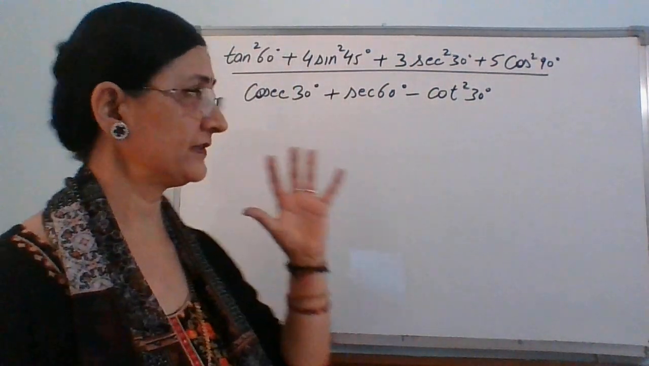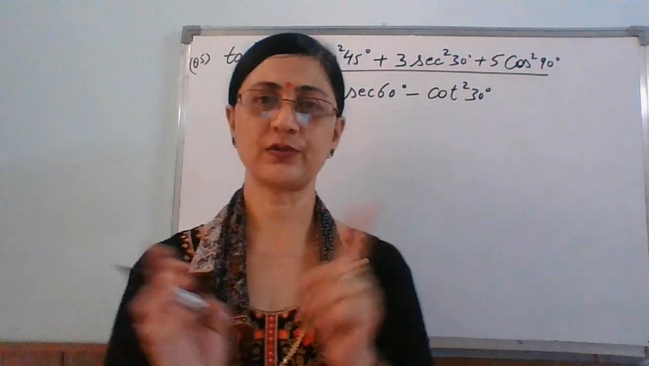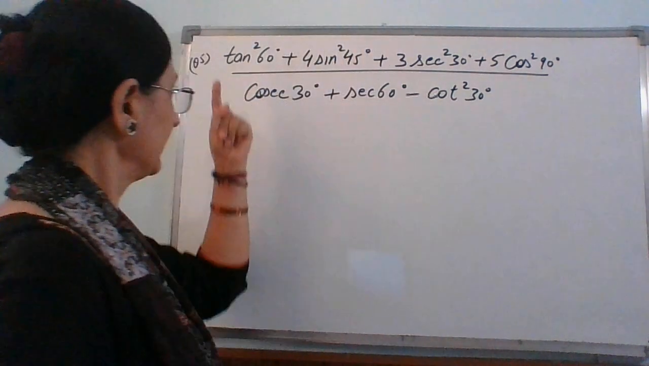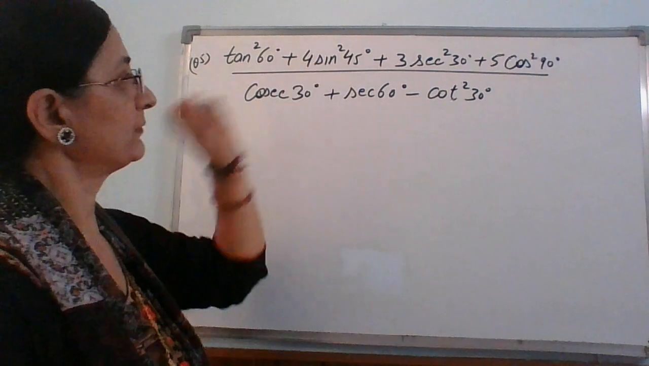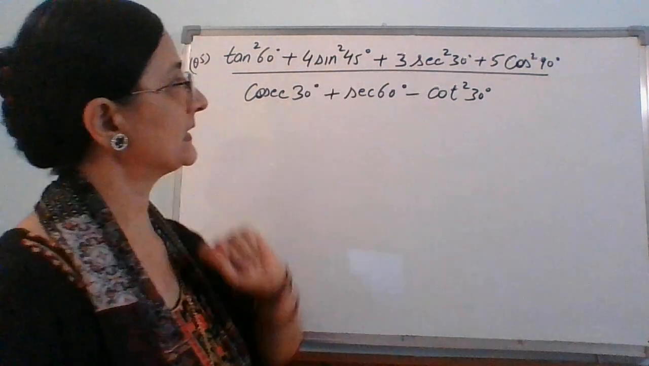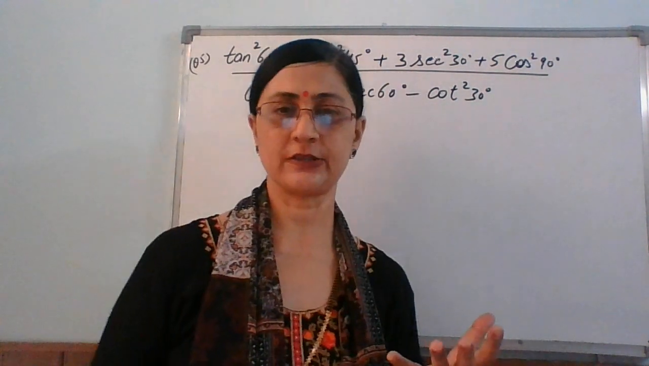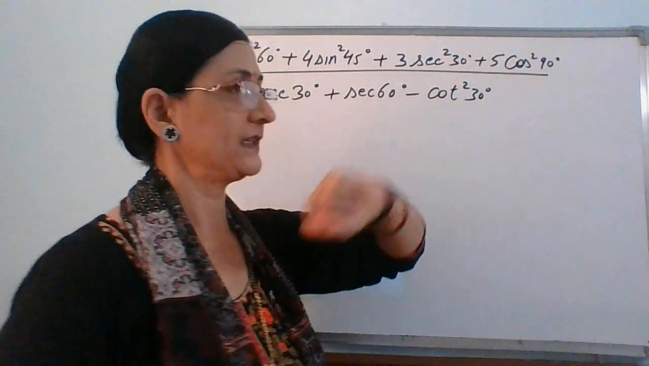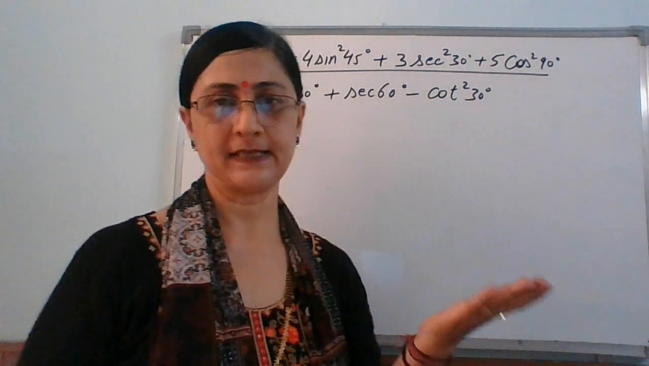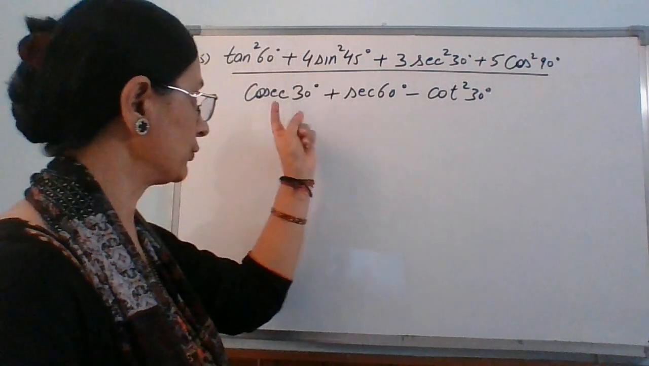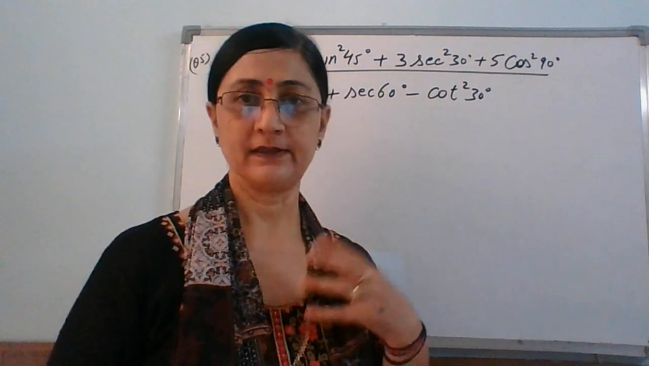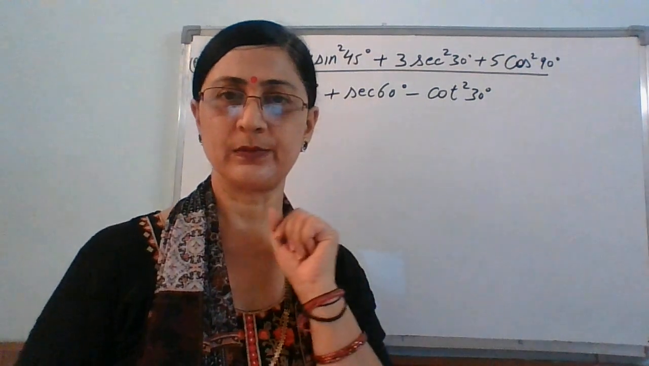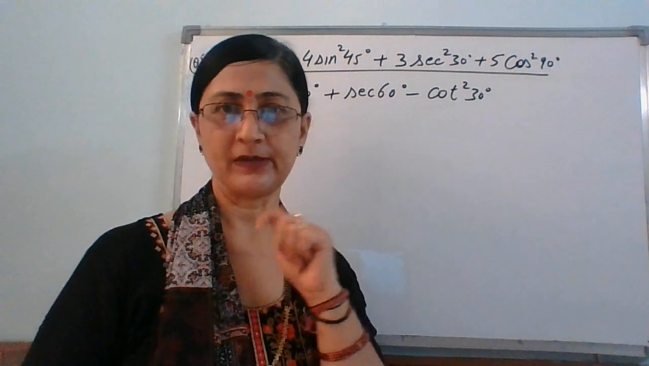Okay, students. Now I have taken a question which has a numerator and a denominator, right? Little complicated. Now let us substitute the values here. Tan 60 is root 3. Tan 45 is 1 by root 2. Secant 30 is the reciprocal of cos 30, and cos 30 is root 3 by 2, so this will be 2 by root 3. Cosec 30 is the reciprocal of sin 30. Sin 30 was half, so this will be 2. Secant 60 is the reciprocal of cos 60, and that was half, so this will be 2. Cot 30 is the reciprocal of tan 30. Tan 30 was 1 by root 3, so this will be root 3.